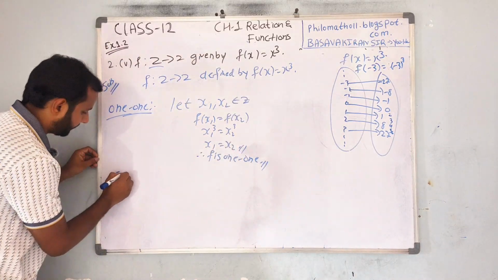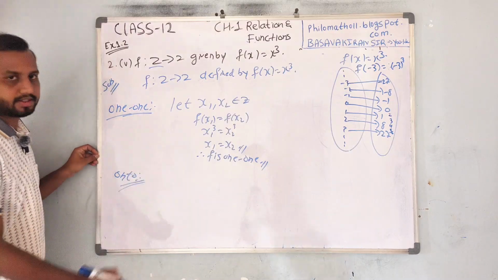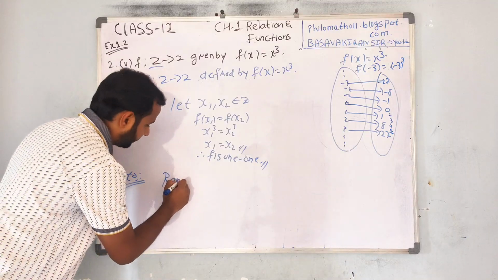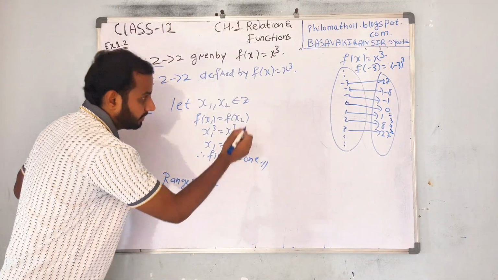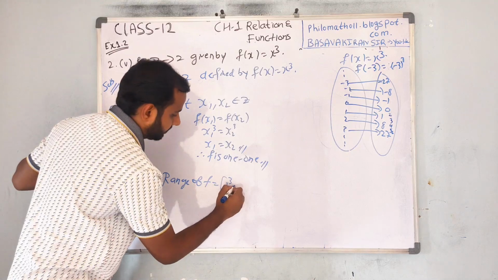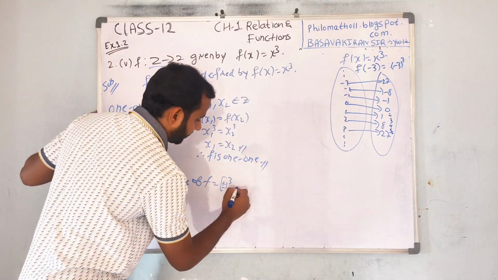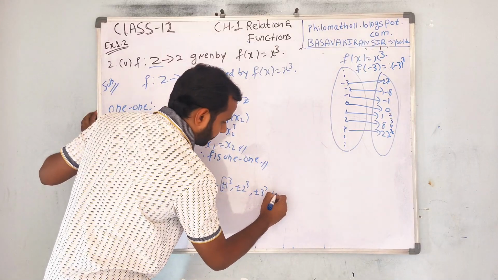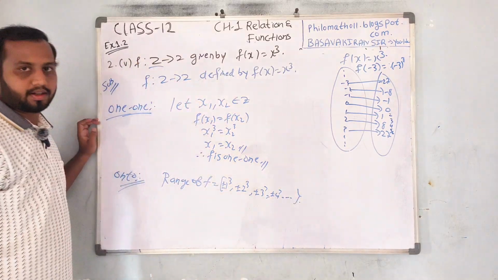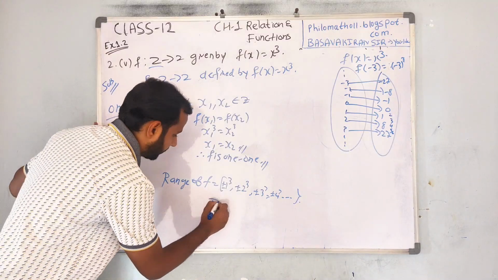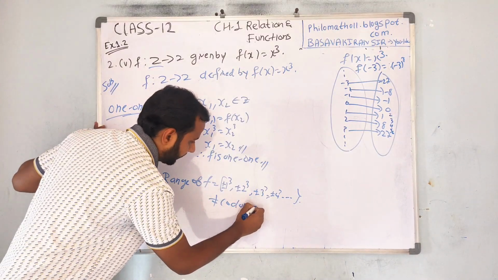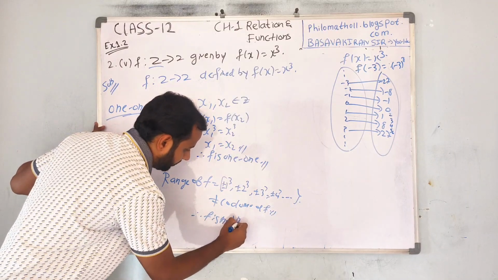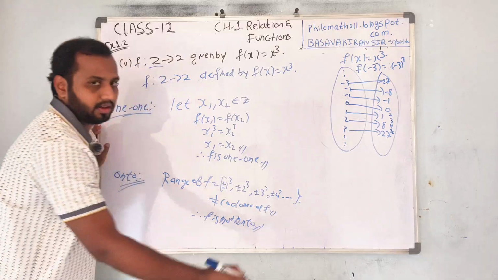Now to prove onto, I just need to check whether the range is equal to the codomain or not. Are range and codomain the same? Range of f, what is your range of f? What all comes in the range of f? 1 cube, right? Plus or minus 1 cube, plus or minus 2 cube, plus or minus 3 cube, plus or minus 4 cube, and so on, right? Now the range is not equal to what? The codomain of f. Therefore f is not onto. f is not an onto function.